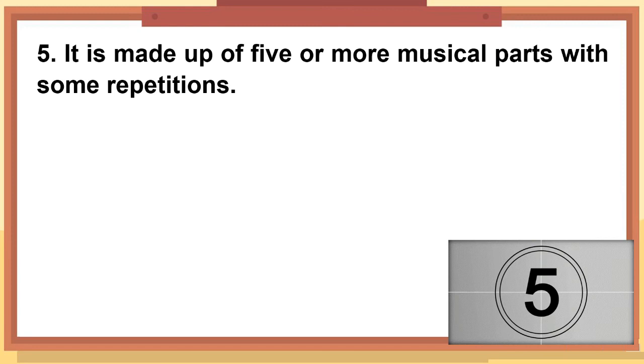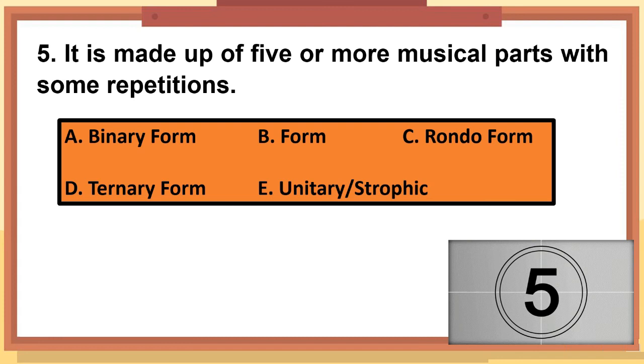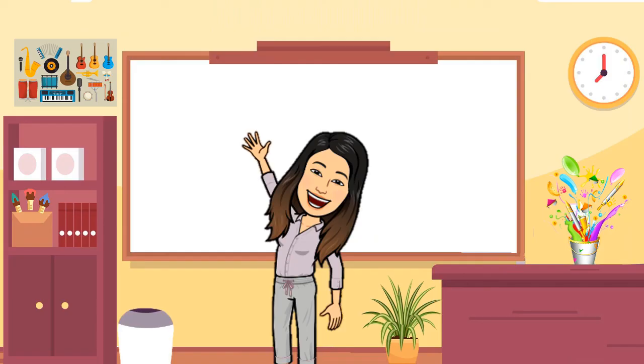It is made up of 5 or more musical parts with some repetitions. Again, the choices are letter A, binary form, letter B, form, letter C, rondo form, letter D, ternary form, letter E, unitary or strophic form. Timer starts now. And the answer is letter C, that is rondo form. Now let's move on to second exercise.